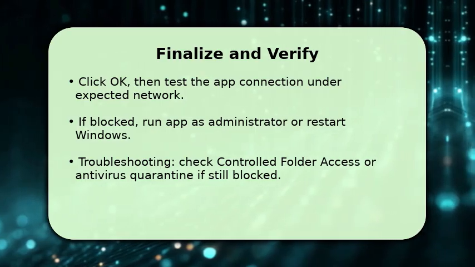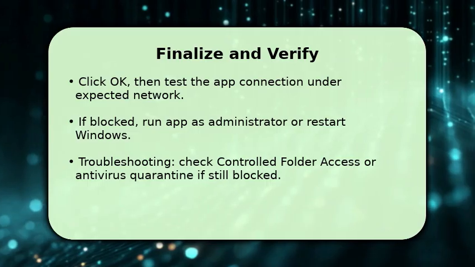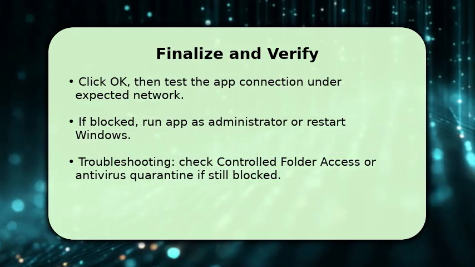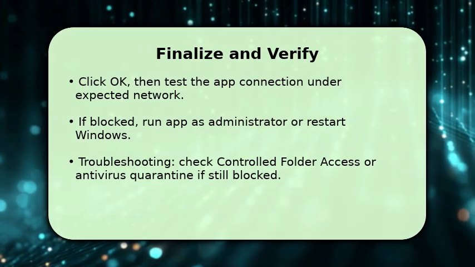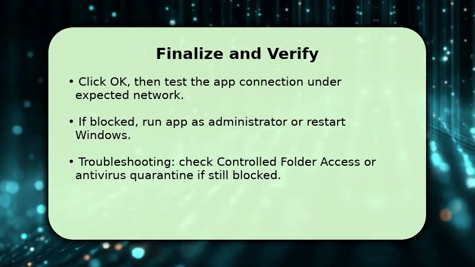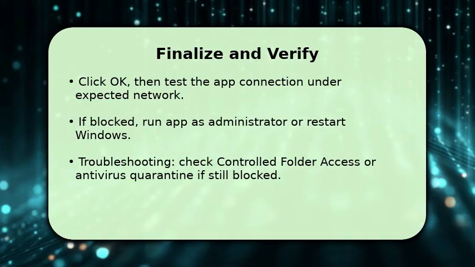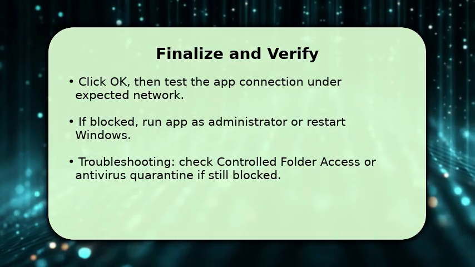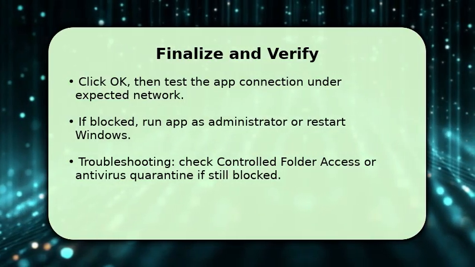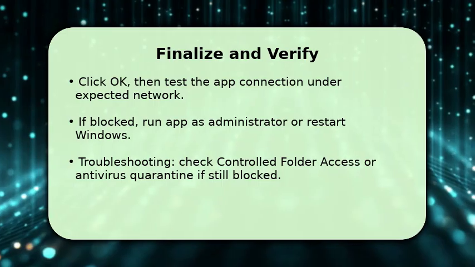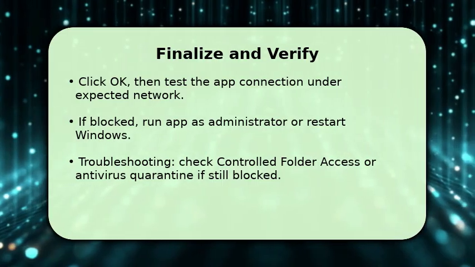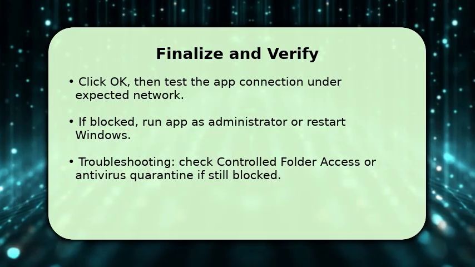If the app still appears blocked, try running it as administrator or rebooting Windows to ensure services reload the new rule. If problems persist, check controlled folder access or your third-party antivirus quarantine. These can block actions even when the firewall permits them. Adjust those settings or temporarily disable them to isolate the cause before re-enabling protection.